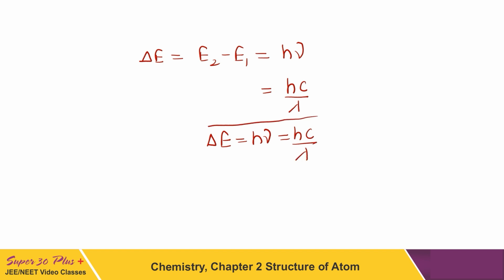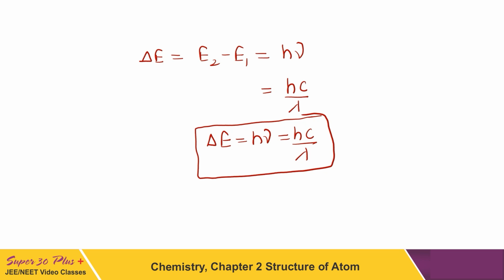Students, what does it mean? It means the difference in energy is always equal to h nu. Means energy will be absorbed in terms of photons and it will be released in terms of photons. And the energy of a photon is h nu or hc upon lambda.